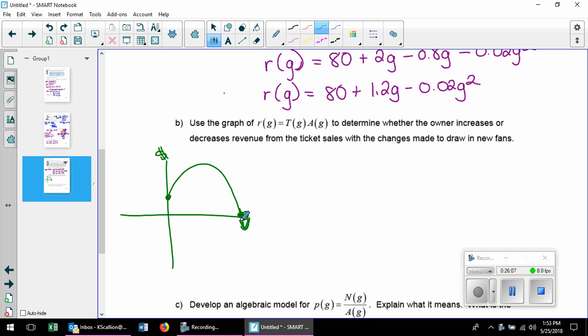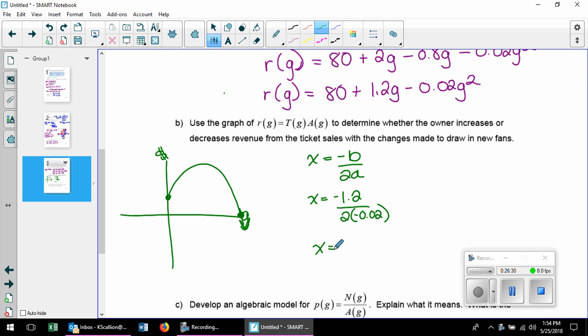So let's find the vertex. How do we find the vertex? Because the max is the y-coordinate of the vertex. So what was that wonderful formula that's written nowhere? Negative b over 2a. So I'm going to have x is equal to negative 1.2 over 2 times negative 0.02.